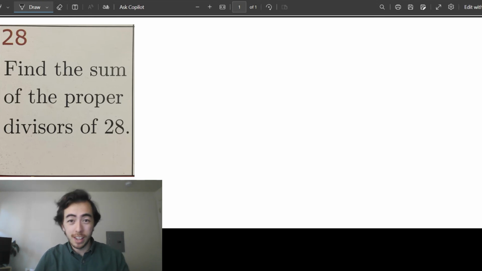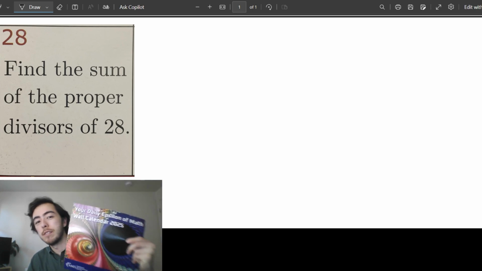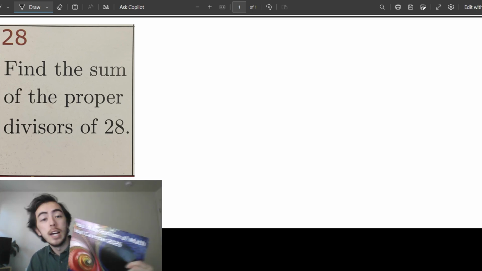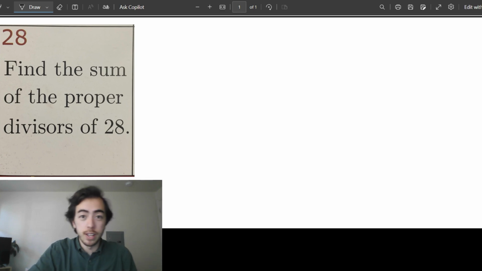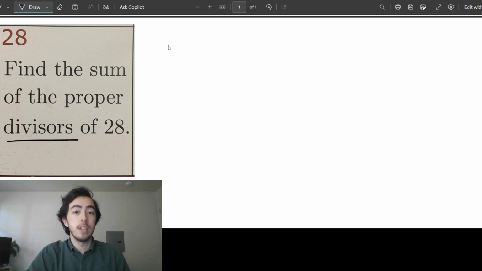Today is September 28th, and we are solving problem 271 from the Daily Epsilon calendar. And the answer today should be 28 because it matches today's date. So we need to find the sum of the proper divisors of 28. A divisor is just a number that divides another to give us a whole number result.